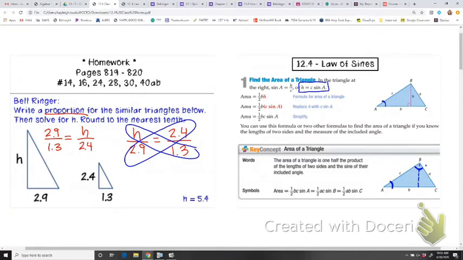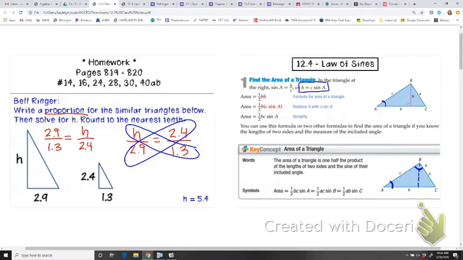All right, this is lesson 12.4, the law of sines. The homework is actually going to be out of the textbook this time, pages 819 to 820. There's 6 problems there, 14, 16, 24, 28, 30, and 40, parts A and B.